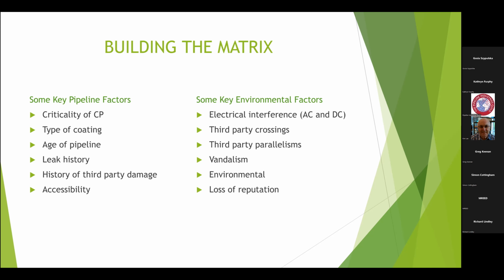That raises the risk. Third-party crossings are where other people's pipelines cross yours, and it's possible to get interaction between the two systems, so you need to take care of that. Third-party parallelisms are also a risk, especially if the third-party one is very close to an AC line and it picks up the AC. It can re-radiate that AC onto your pipeline, which can exacerbate the corrosion.